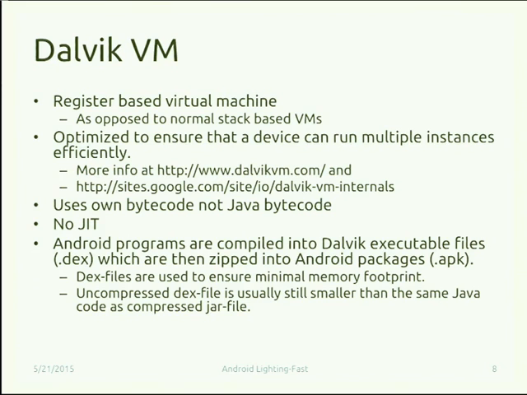And even if you try uncompressing this APK file, the executable file is usually taking much less space than, for example, a corresponding Java jar file, okay? So this means, basically, that the code we generate is much more optimized because it needs to be run on a device which is not powerful.